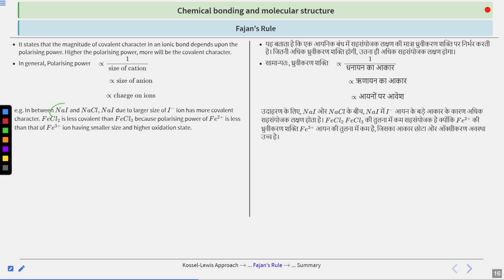Between NaCl and NaI, NaI has the larger anion, which is I minus. It can be easily polarized, therefore it has more covalent character.